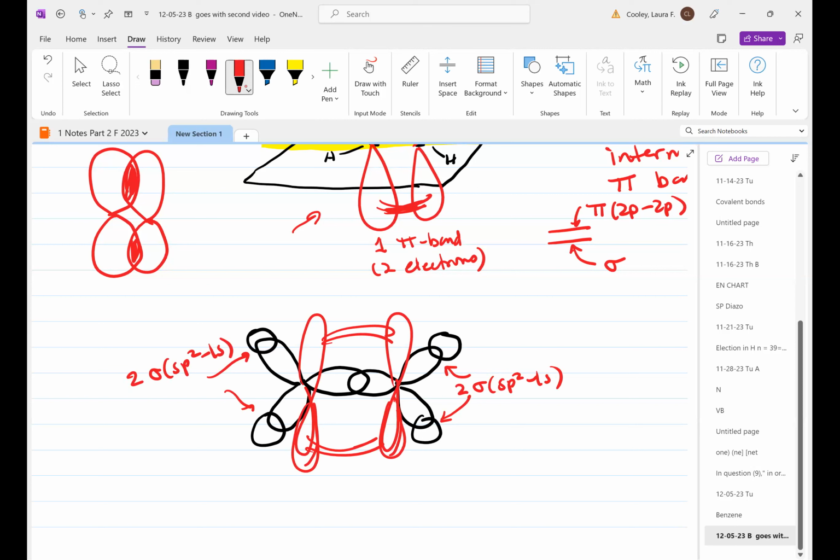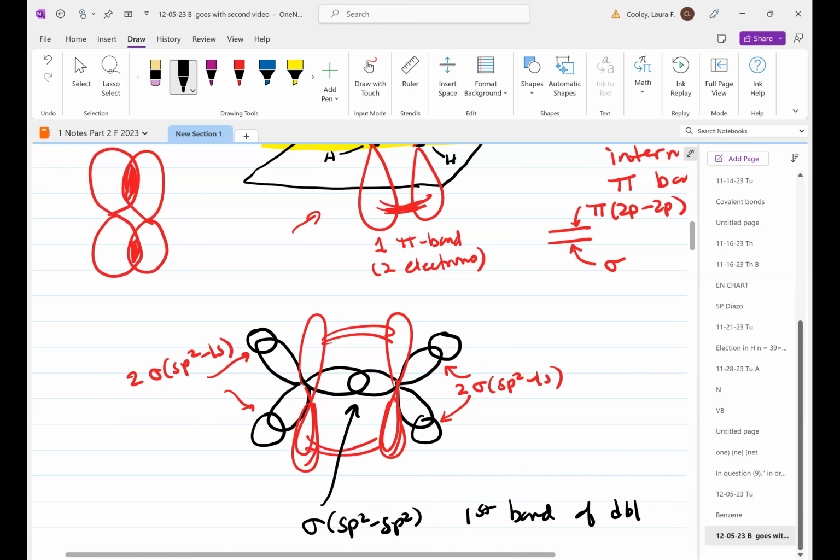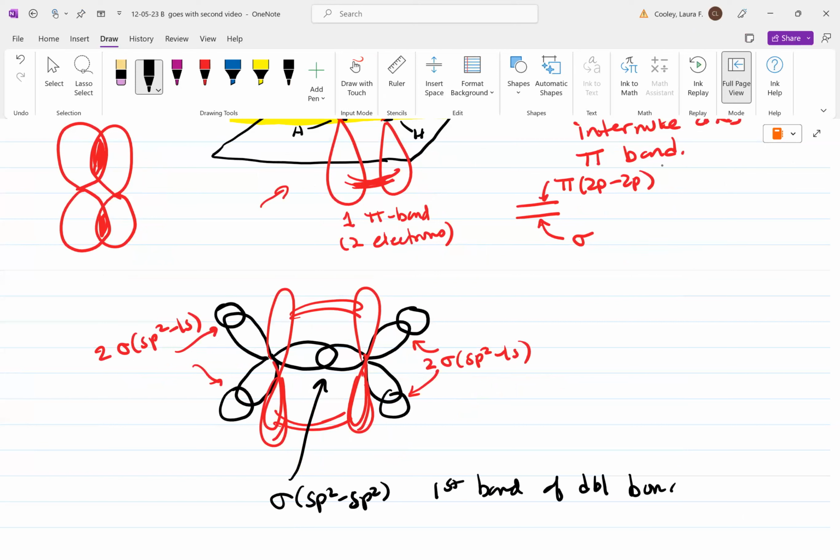Then we have this one in here. Try to color coordinate it. This is the sigma sp2 sp2. So this is the first bond of the double bond. And this guy here is pi 2p 2p.